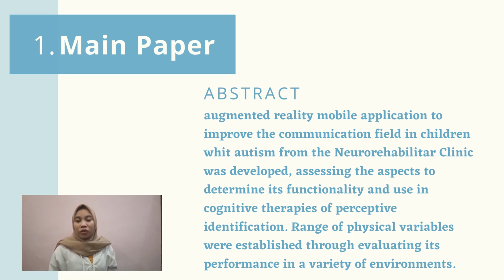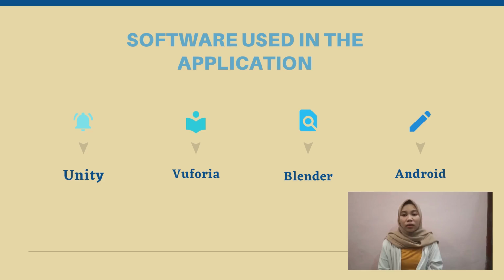My main paper talks about an augmented reality mobile application to improve the communication area of autistic children for a neurorehabilitation clinic. Software used in the application: this application needs a few software such as Vuforia, Android, Blender, and Unity.